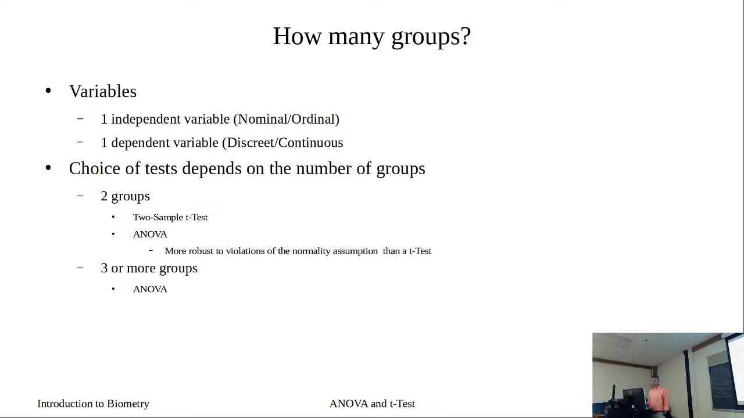I actually prefer running an ANOVA because it's more robust to violations of our normality assumption than the t-test itself. So if we have slight deviations from normality, ANOVA can still work, t-test not so much, especially if our skews are in opposite directions. If we have 3 or more groups, then we are restricted just to the ANOVA itself.